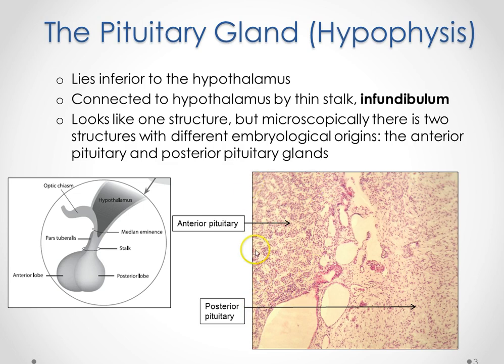The anterior pituitary gland is going to stain slightly darker, and it's also going to have more blocky cells. They're a little bit more cuboidal in shape.